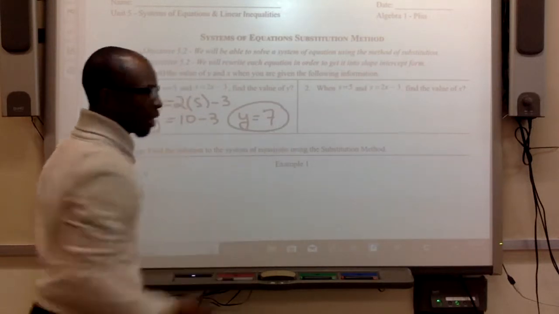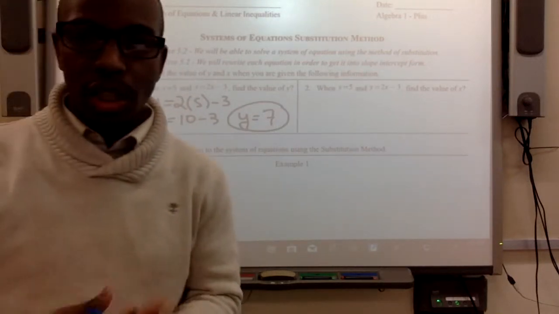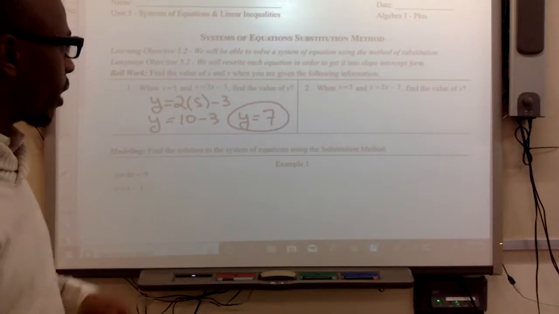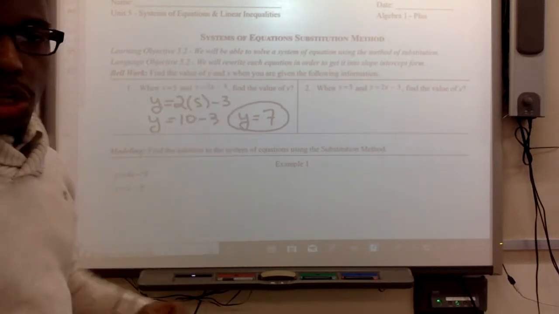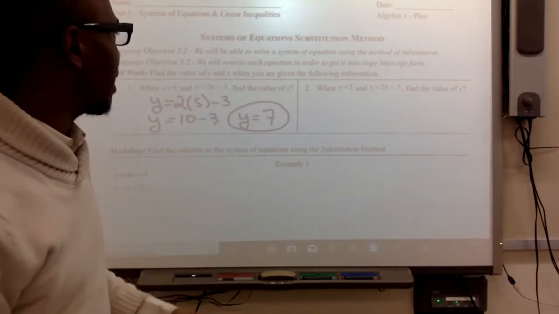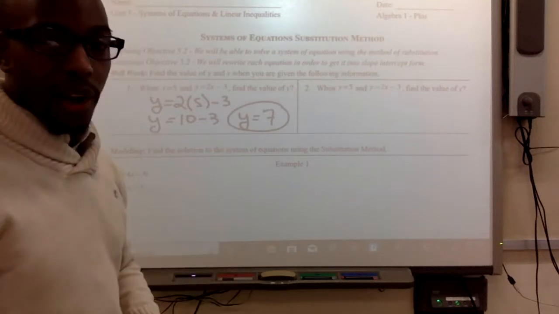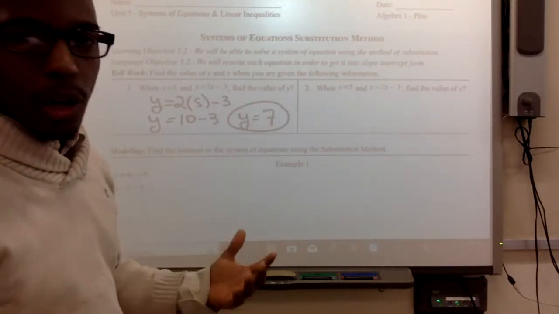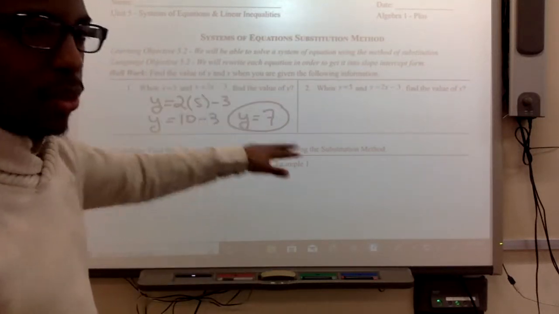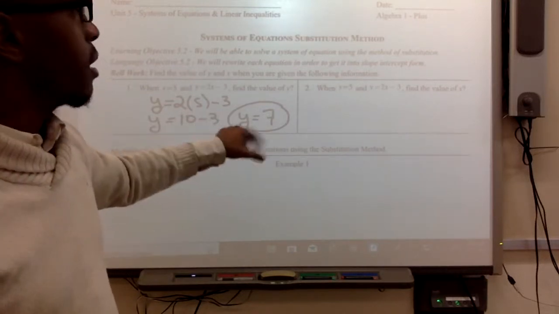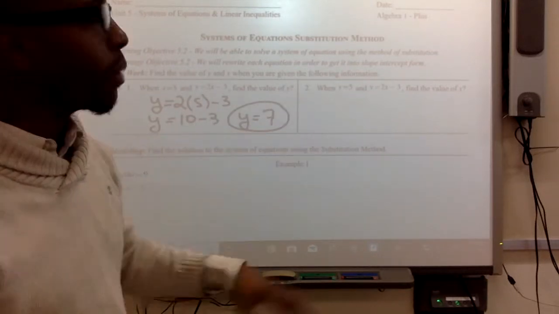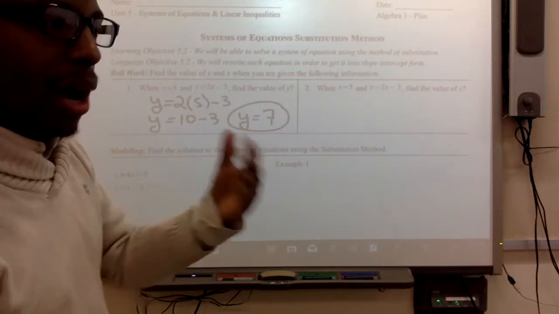If you got this as your answer, give yourself a round of applause. You did a good job. y is equal to 7. Great. With number 2 here, now instead of us finding y, we have to find x, and they give us a y value. So the first one had x is equal to 5. x was solved for. The second one, y is solved for, and now we have to find the value of x. So now I'm going to work backwards.